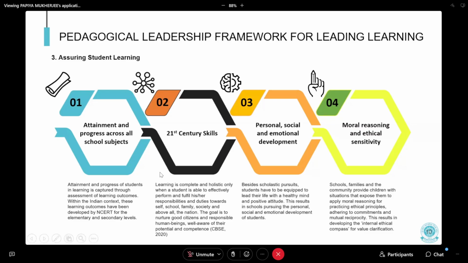When we say value clarification, they will reason out all the time: is what I am doing in sync with the values that have been given to me? That is what we need to test them on. And the school must provide opportunities for the same.